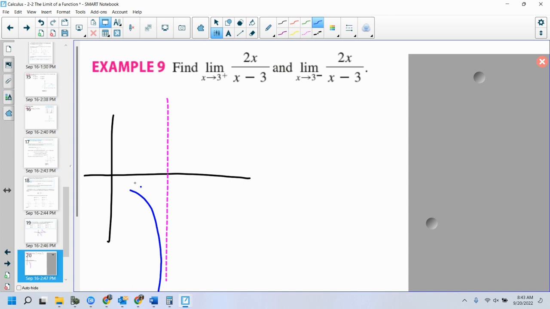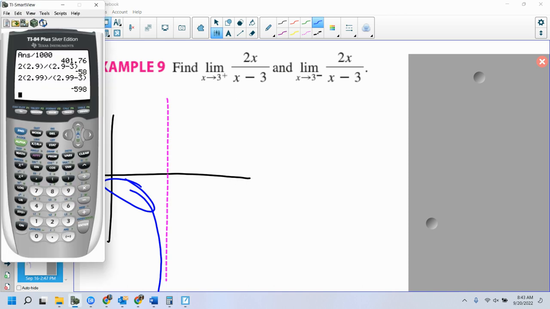I don't know how this is behaving. That's just a sketch. That's just a guess. But I know, as I get closer to 3, it's going to dive downward from the left side. Let's see what's happening on the right side. Do I know that they're both going to dive downward? No, I don't know that. I can't say that, because it could behave completely differently.